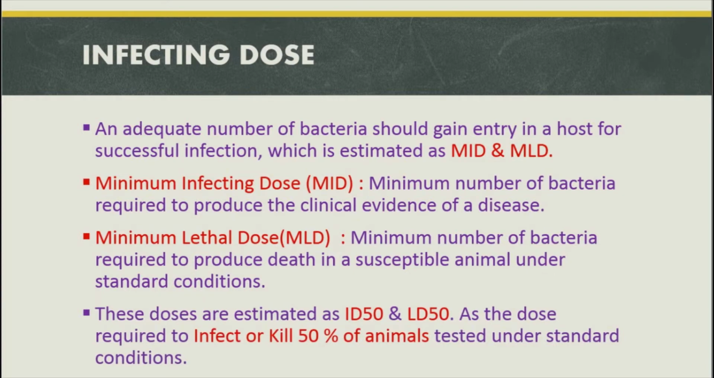These doses are estimated as ID50 and LD50, as the dose required to infect or kill 50% of animals tested under standard conditions. So, instead of only MID and MLD, it is estimated as ID50 and LD50. ID means infecting dose, so you can clearly understand that ID50 is the dose required to infect 50% of the tested animals under standard conditions, and LD50 is the dose required to kill 50% of the animals tested under standard conditions. These two terms are used, ID50 and LD50.